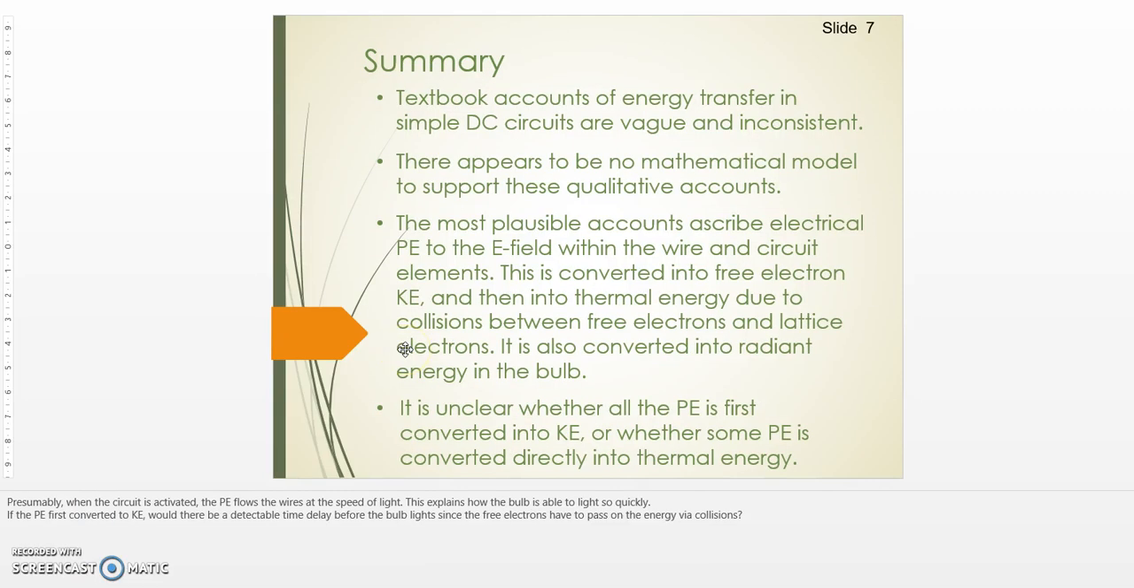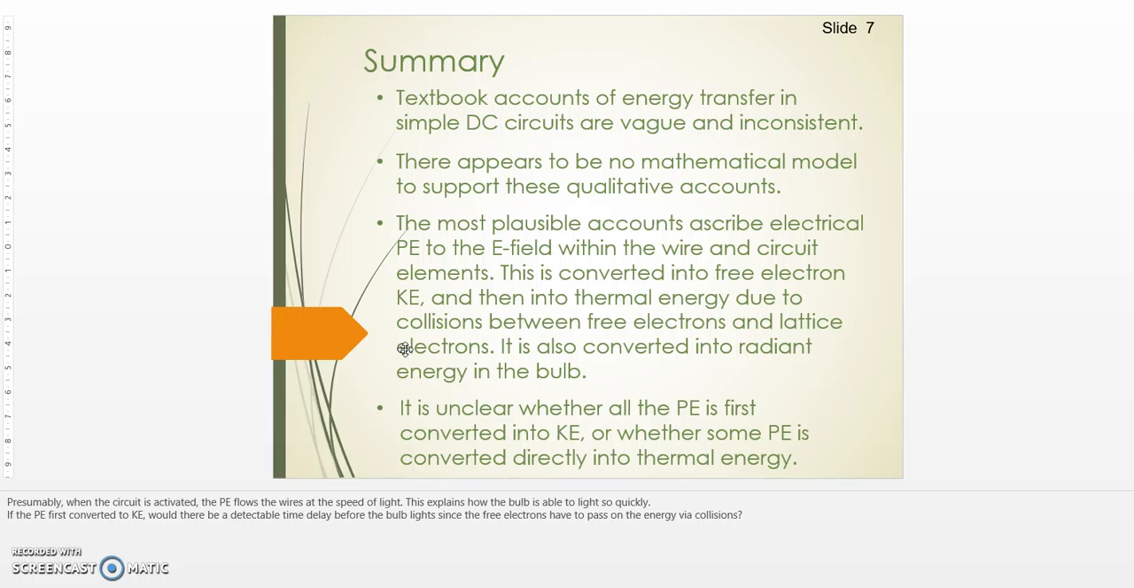So in summary, it looks like textbook accounts of energy transfer are very vague, and they're not entirely consistent with each other. It appears, from what I can gather, that there is actually no underpinning mathematical model for any of these accounts. The most plausible account that I can extract from my brief survey, and I have looked at other books as well, but I thought these 4 texts pretty much summarized the various explanations of all the textbooks that I looked at.